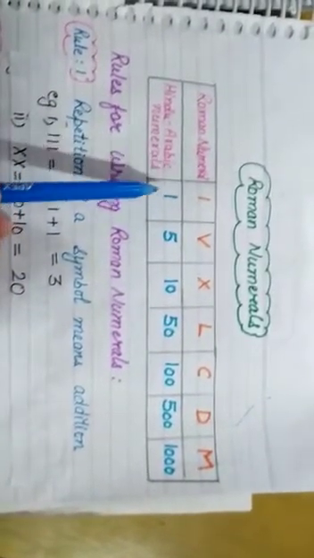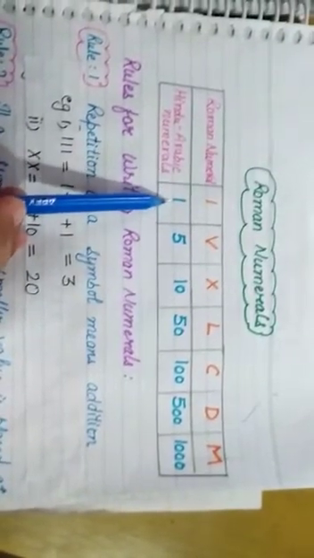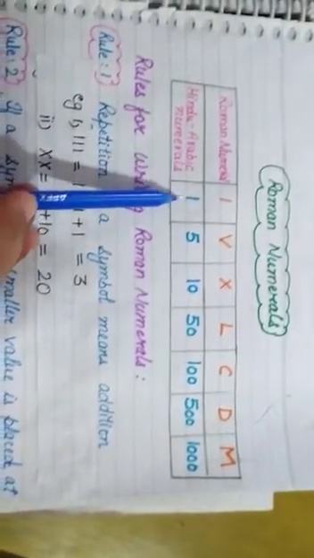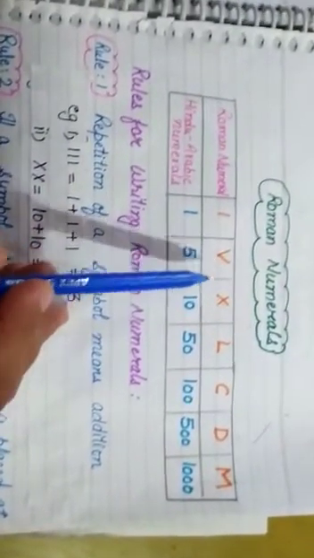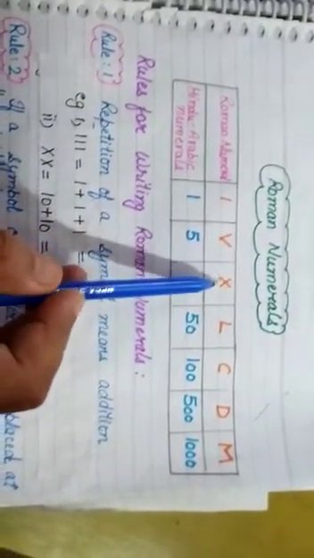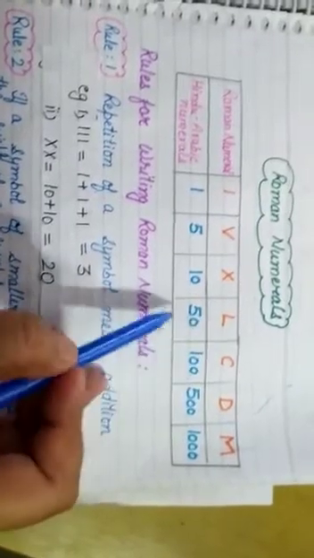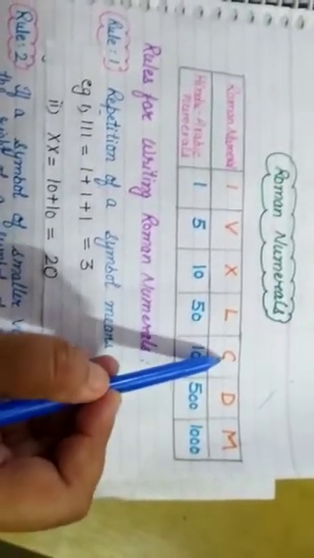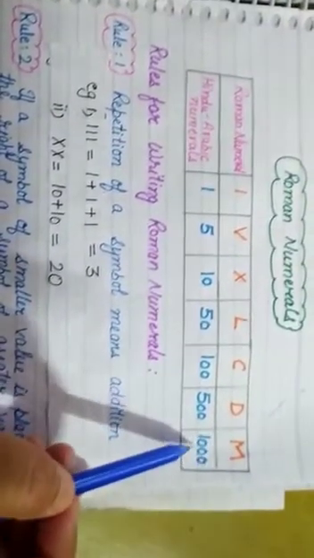Symbol I used by Romans is equal to 1 in Hindu Arabic numerals. Similarly, symbol V in Roman numerals is equal to 5 in Hindu Arabic numerals. Similarly, symbol X is equal to 10, symbol L is equal to 50, symbol C is equal to 100, symbol D is equal to 500, symbol M is equal to 1000.